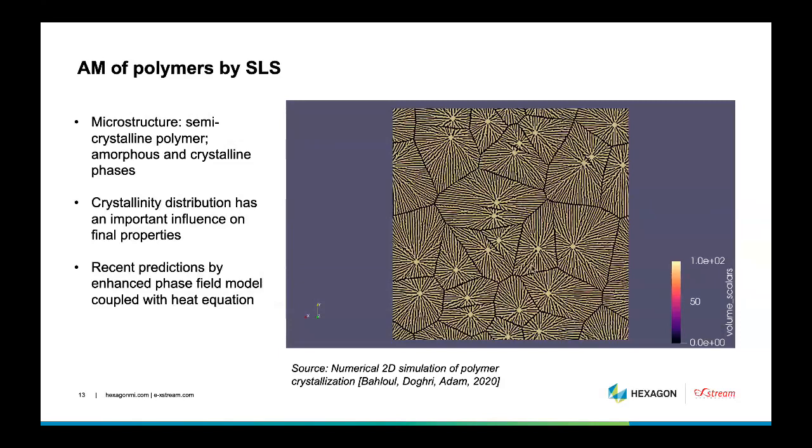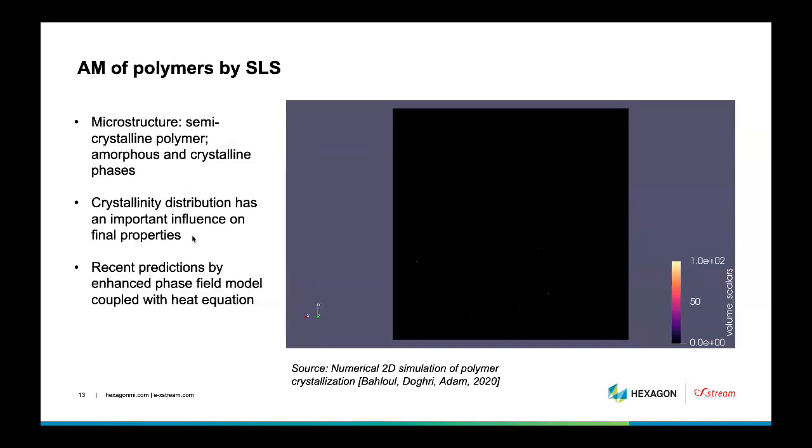So as I said, when you take this phase field model and you couple it with the heat equation, you are able to predict the microstructure. The microstructure is a semi-crystalline polymer. It contains amorphous and crystalline phases. And we know experimentally that the crystallinity distribution has an important influence on the final properties. So by modeling, we will be able to predict this influence on the final part performance. Okay.